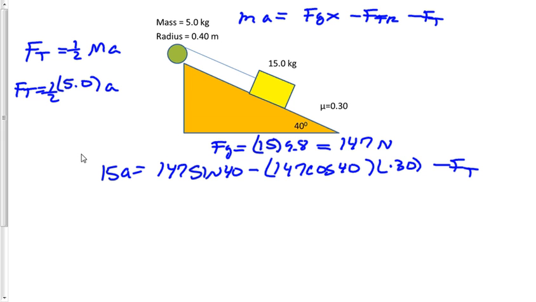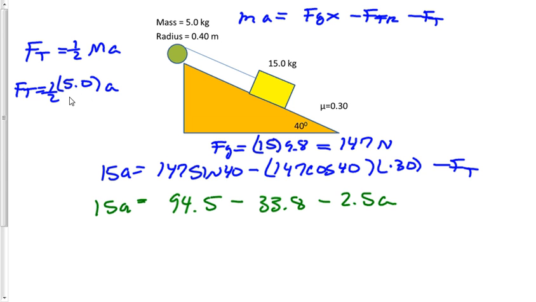And really all we need to do is substitute this expression in, where I see force tension, and solve. And let me choose a different color to do this. So I've got 15A is equal to, 147 sine of 40 is 94.5. Then the friction force, when you work that out, is 33.8. Okay, and then minus 2.5A. If you take 1/2 of 5. And a lot more simple expression to deal with.